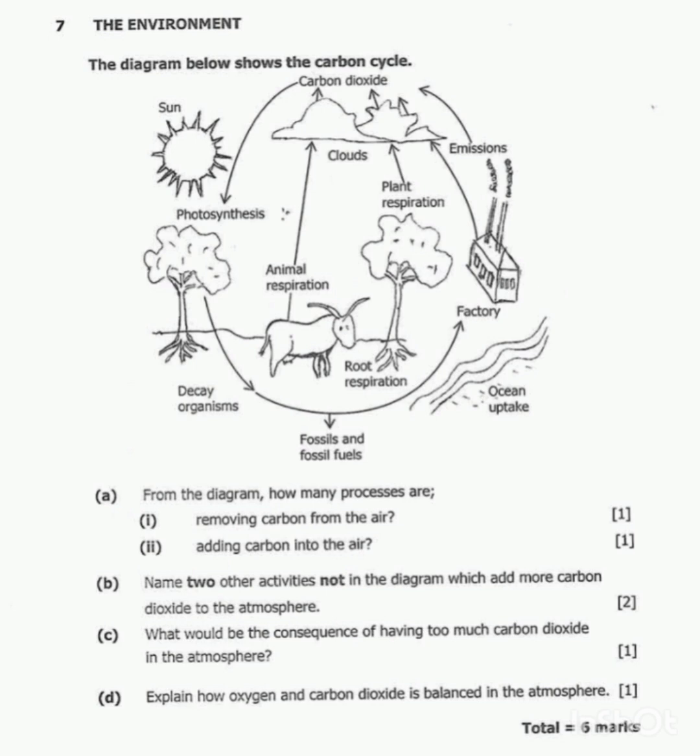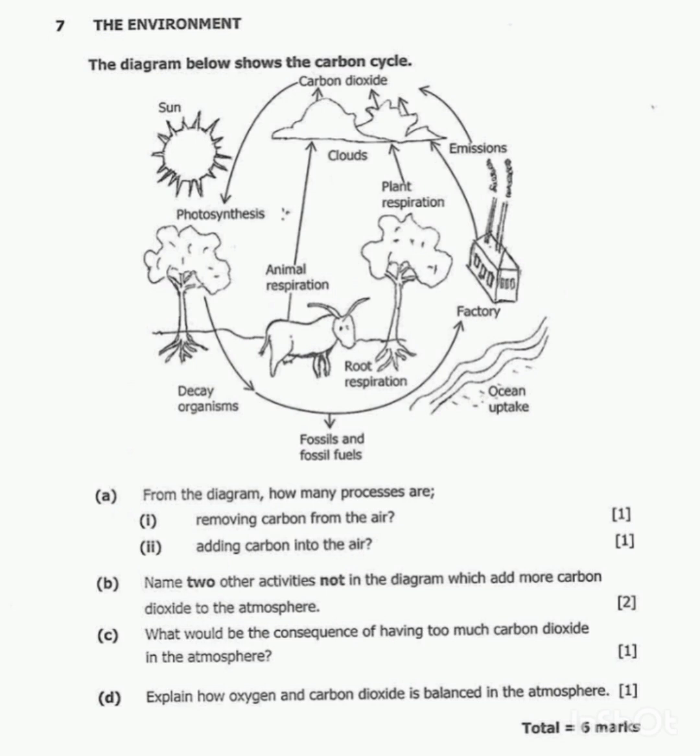Why? Because animal respiration, root respiration, and the plant respiration, these are just the same. They are all respiration. Then the other one is emissions, which is coming from factories. It is also releasing carbon monoxide. So our main interest is carbon. So how many are adding carbon into the atmosphere? The answer is 2. How many are removing carbon from the atmosphere? The answer is 1. So those which are removing carbon from the atmosphere, 1. Those adding carbon into the atmosphere, 2.